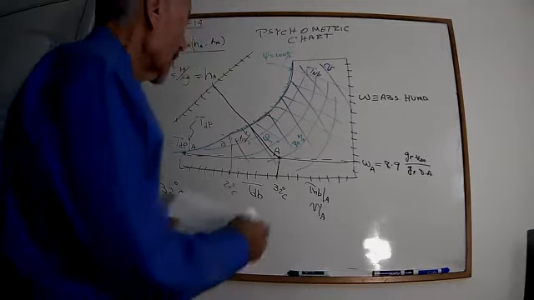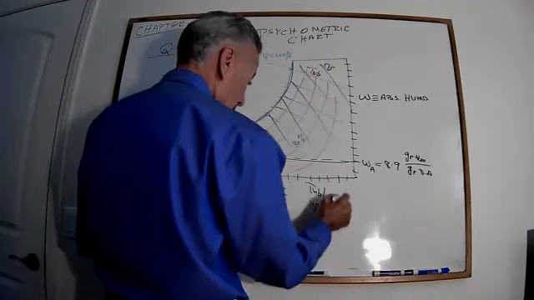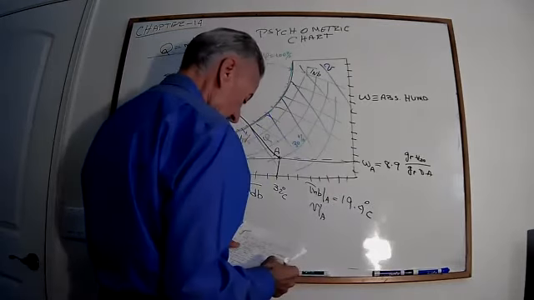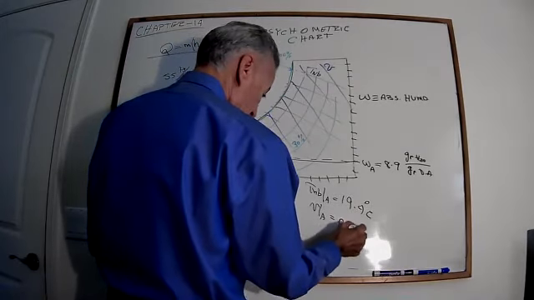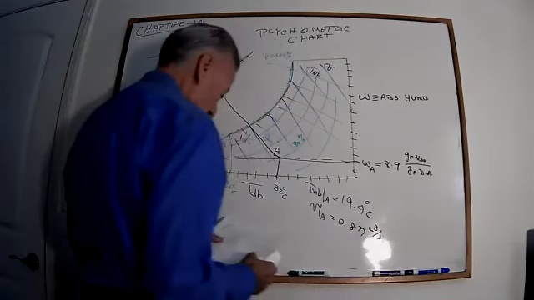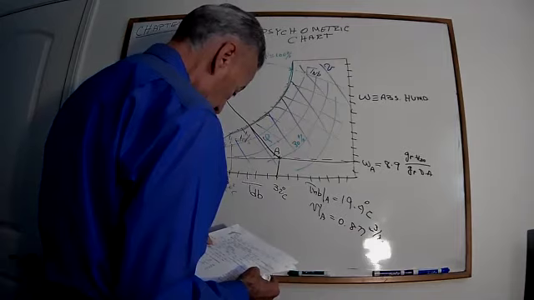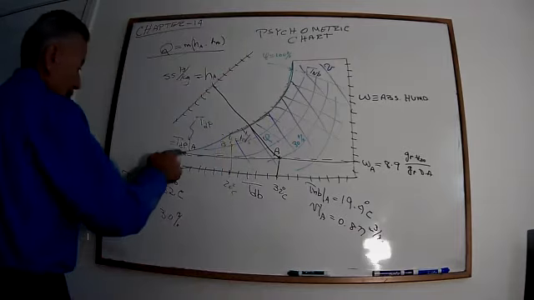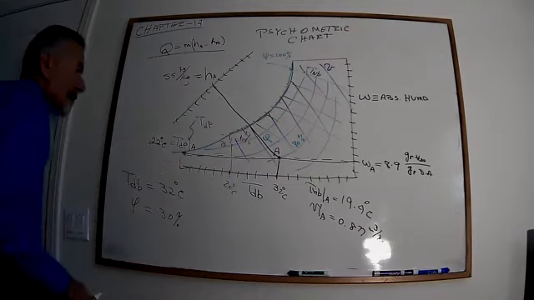Oh, I forgot. The wet bulb temperature here is 19.4 degrees Celsius. The volume is 0.877 cubic meters per kilogram. And there's my dew point, if I can find that. My dew point temperature is 22 degrees Celsius.